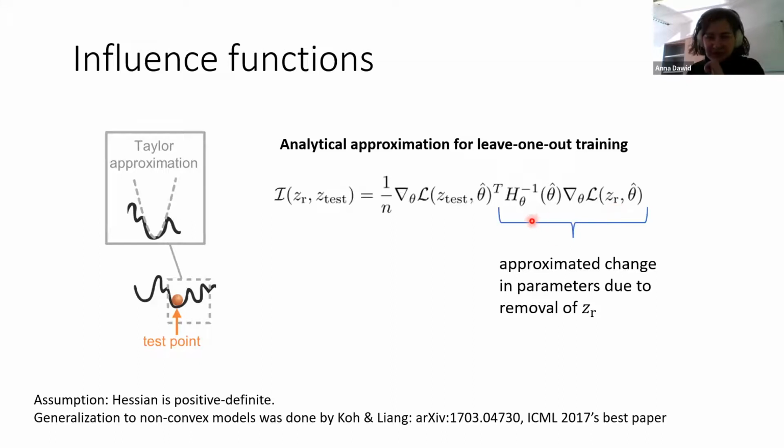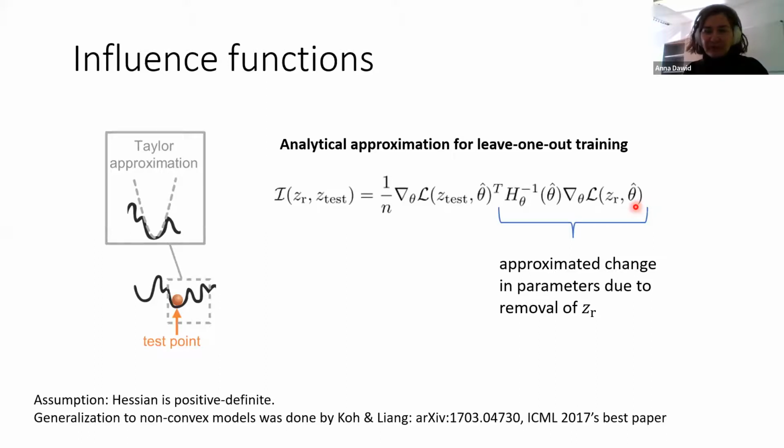And now the last thing left to do is to calculate the product with the gradient of the test loss. So basically it answers the question of how the prediction on a test point would have changed if the model parameters were modified due to removal of a training point. So it's pretty intuitive after all.